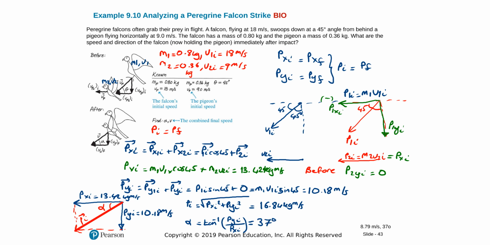Now, almost done. I'm asked to find the final velocity. If I know the final momentum, velocity is in the same direction. By the way, the final momentum would be exactly the same, right? Initial momentum is equal to final momentum. So I'm going to draw that here as well. That's the final. Exactly the same direction, same magnitude. Let's write that again.